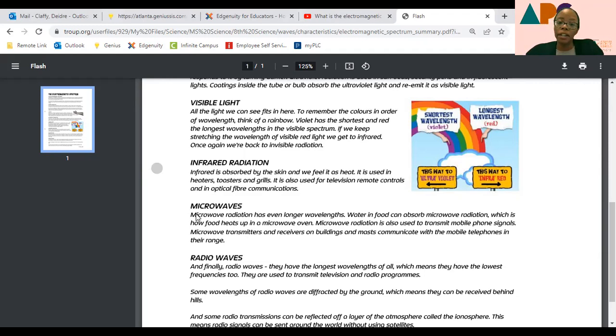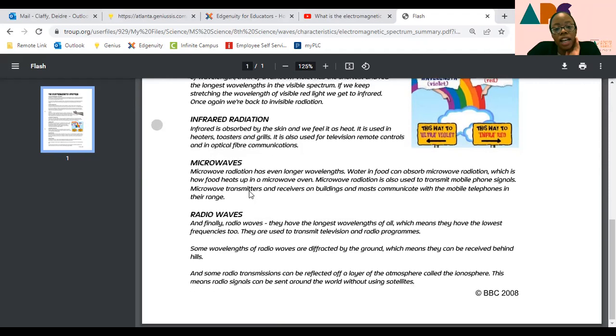But yeah, if not for those microwave radiation, then something as simple as picking up the phone and making a call would not be possible. All right, so after that, then we have radio waves. Radio waves have the longest wavelengths of all, which means they have the lowest frequency. They are used to transmit television and radio programs. Some wavelengths of radio waves are diffracted by the ground, which means they can be received behind hills. And some radio transmissions can be reflected off a layer of the atmosphere called the ionosphere. This means radio signals can be sent around the world without using signals.